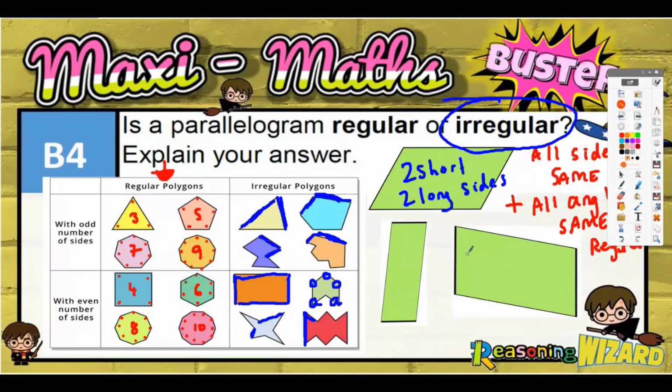But also, not all the angles are the same either. In a rectangle, all the angles are 90. But in a parallelogram, you've got 2 acute angles. So in this one, that's acute, that's acute. They're the same, but the other 2 angles are obtuse. That's obtuse, bigger than 90. That's obtuse, bigger than 90. So in a parallelogram, not all the sides are the same because 2 short, 2 long, and not all the angles are the same because 2 acute, 2 obtuse. That makes a parallelogram most definitely irregular.